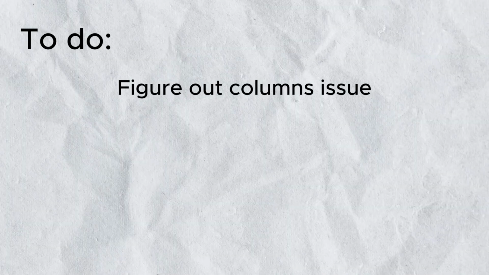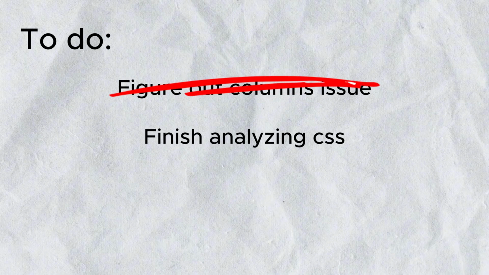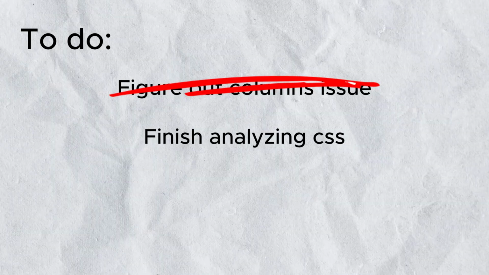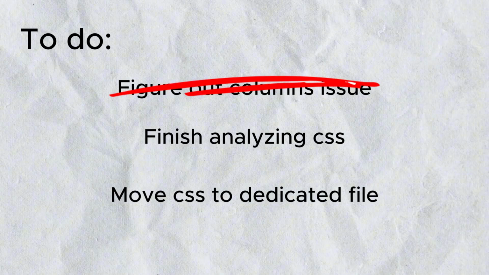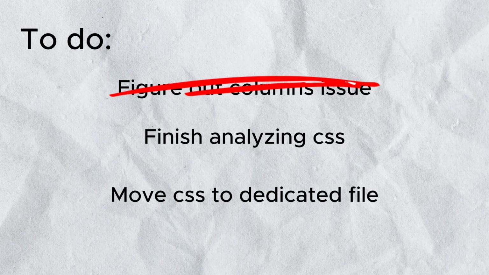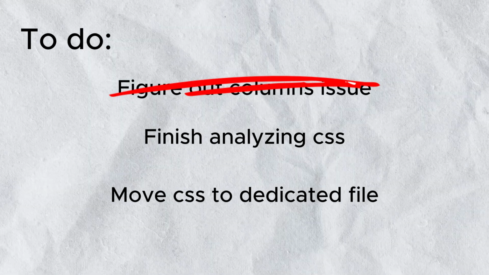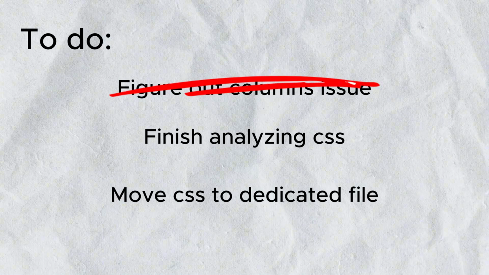Today's to-do list was pretty simple. We've actually crossed one off by figuring out what was going on with the code to make two columns in the hero container. The only other thing for today was to finish analyzing the rest of the CSS in the program, and then move all of the CSS to its own dedicated file. The notes that we have are the same as yesterday. Seeing as there really isn't anything too crazy going on, let's just jump into it.